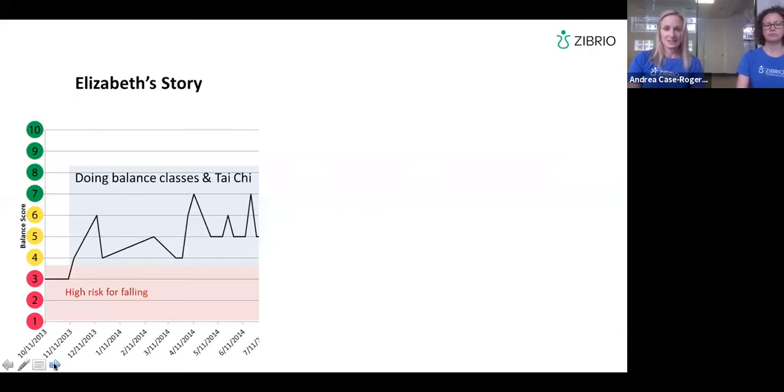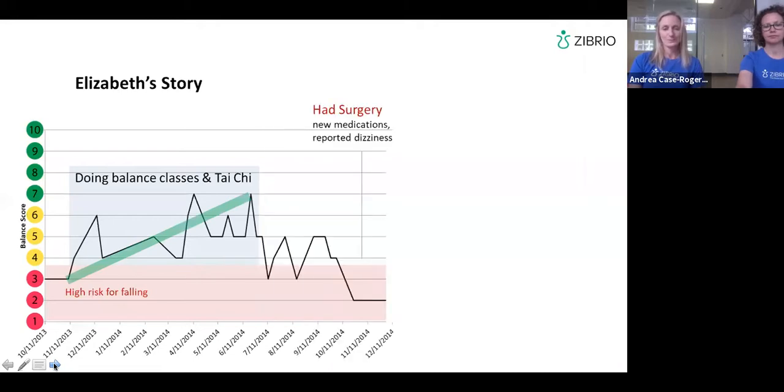So here's another story. This one is Elizabeth. Now, Elizabeth also started lower. I believe Elizabeth was 82. So she started low. She was in the high risk range again. And she also started doing balance classes and Tai Chi. Very dedicated to her exercise, she started to see her score go up. Here's the trend. So you can see that she improved over time by doing that exercise. Fantastic. That's exactly what we want.